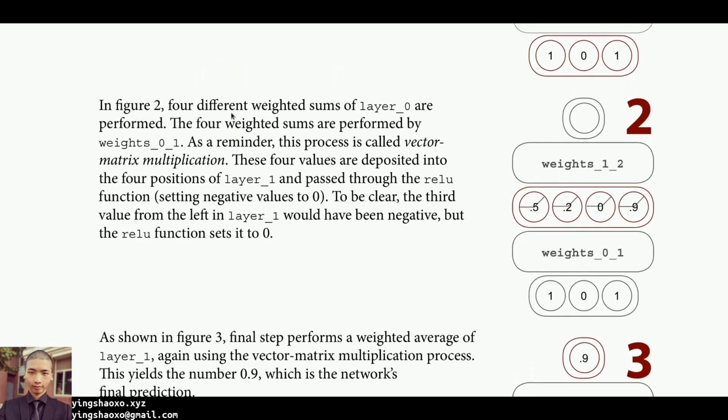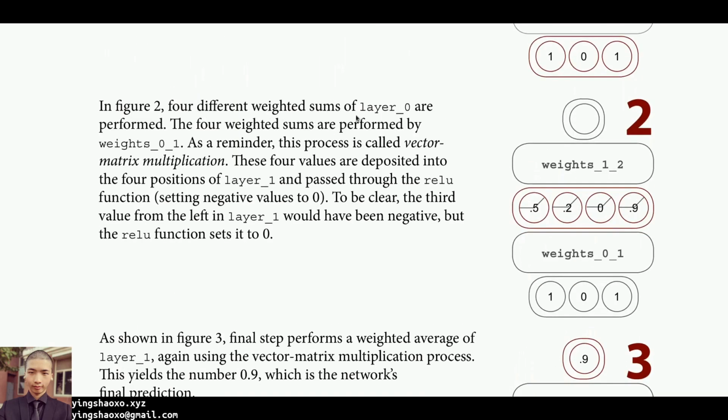In Figure 2, 4 different weighted sums of layer 0 are performed. The 4 weighted sums are performed by weight 0, 1. As a reminder, this process is called a vector matrix multiplication. These 4 values are deposited into the 4 positions of layer 1 and passed through the ReLU function, setting negative values to 0. To be clear, the third value from the left in layer 1 would have been negative, but the ReLU function sets it to 0.